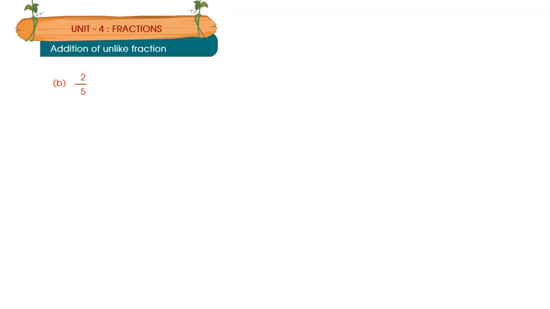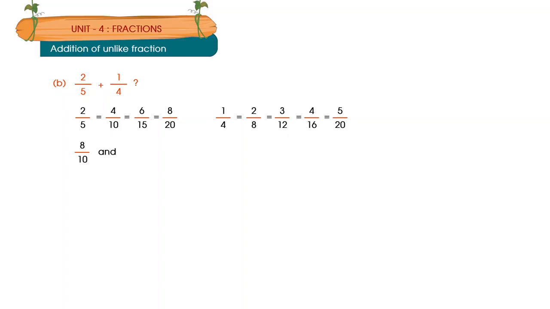B. 2/5 plus 1/4 is equal to how much? 2/5 is equal to 4/10, is equal to 6/15, is equal to 8/20. 1/4 is equal to 2/8, is equal to 3/12, is equal to 4/16, is equal to 5/20. 8/20 and 5/20 are like fractions. 8/20 plus 5/20 is equal to 13/20.